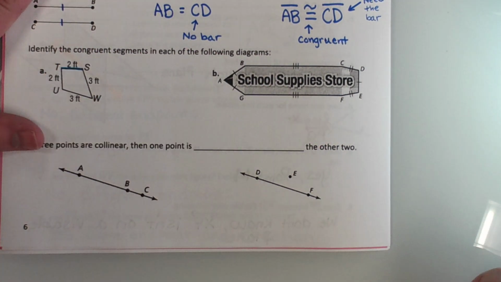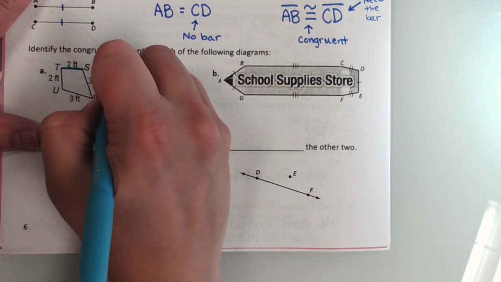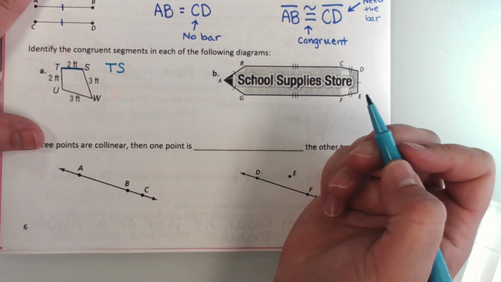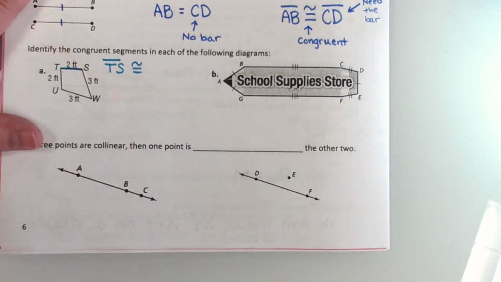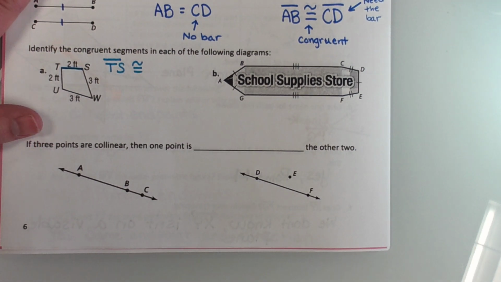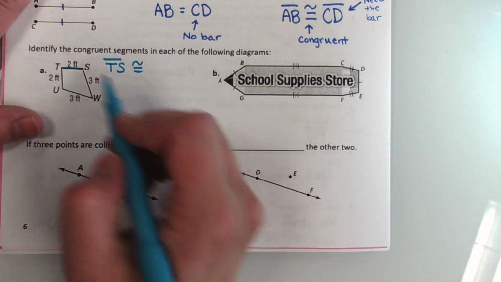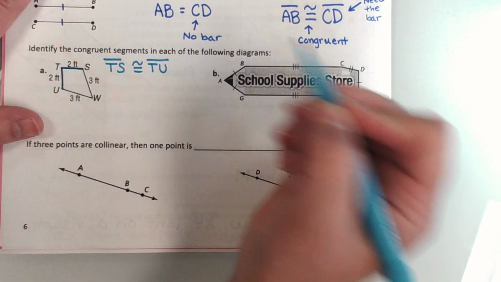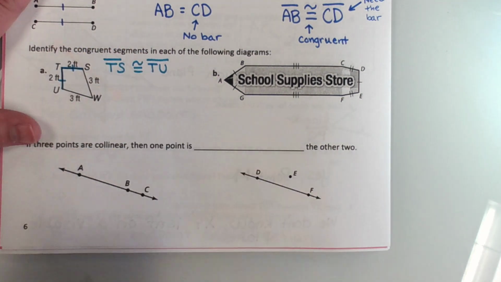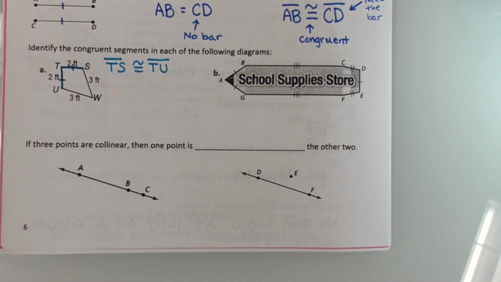This segment, its name is TS, and if I'm writing that it's congruent, I put the bar above it, the equal sign with the squiggle, and the one it's congruent to is TU with the bar above it. And if I want, I can put tick marks. I don't have to put the tick marks. The tick marks are more there because we don't always know what the measurement is. This one we do know what they were. Okay, so that's one set.